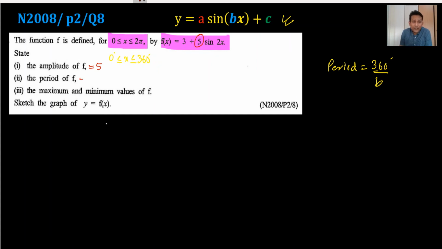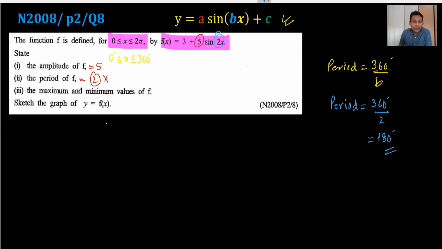Please, students here write the period is 2. 2 is wrong. Please do not do it like this. I have to do the calculation here. What is the period equal to? The period of sine is 360 upon b, which is fixed, and 360 divided by what is b in the question? The b is 2. This comes to 180 degrees.